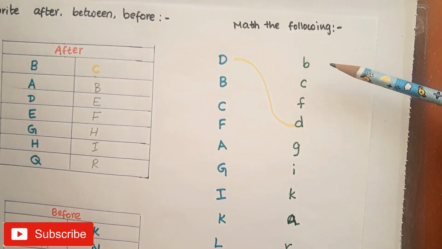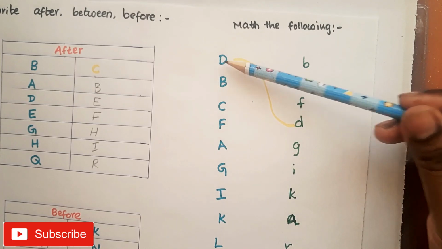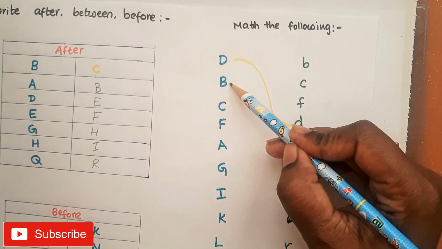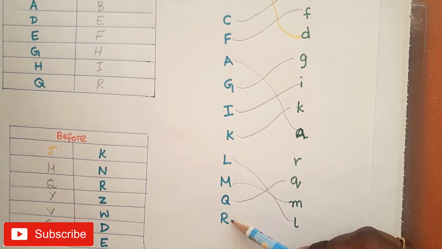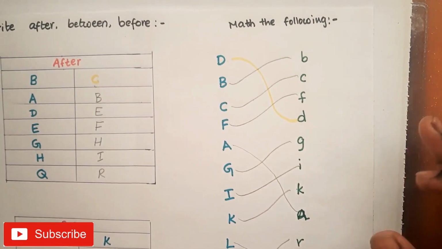Next worksheet is match the following. Here what does the kid need to do? The kid needs to match uppercase to the lowercase letters. D with d, B, L, M, Q, R. So like this, the kid needs to do this activity.